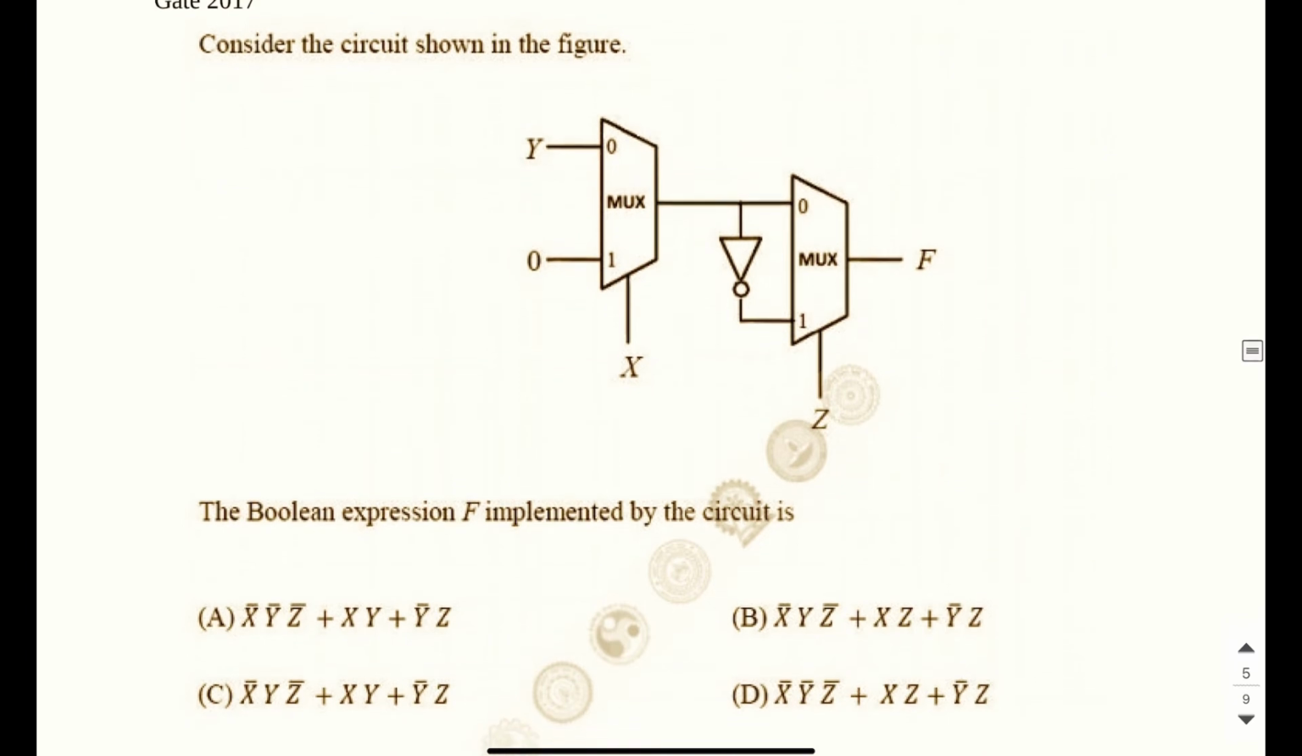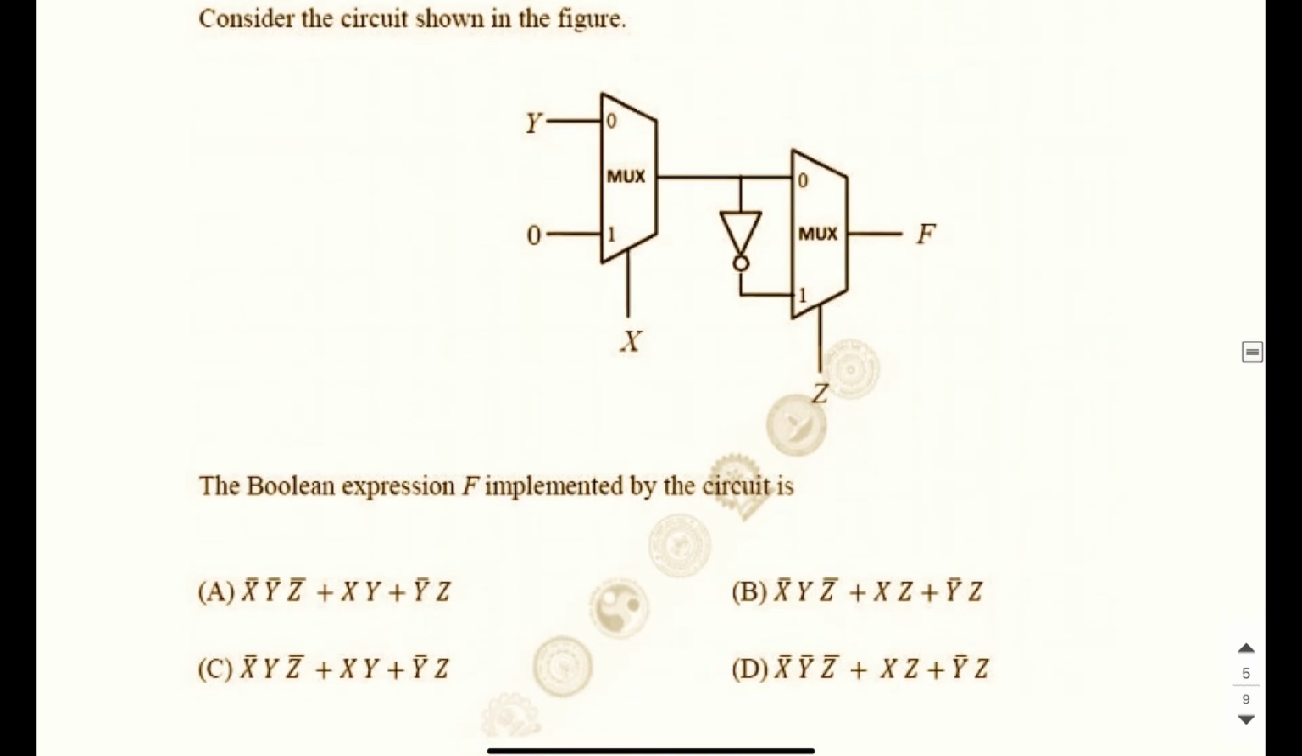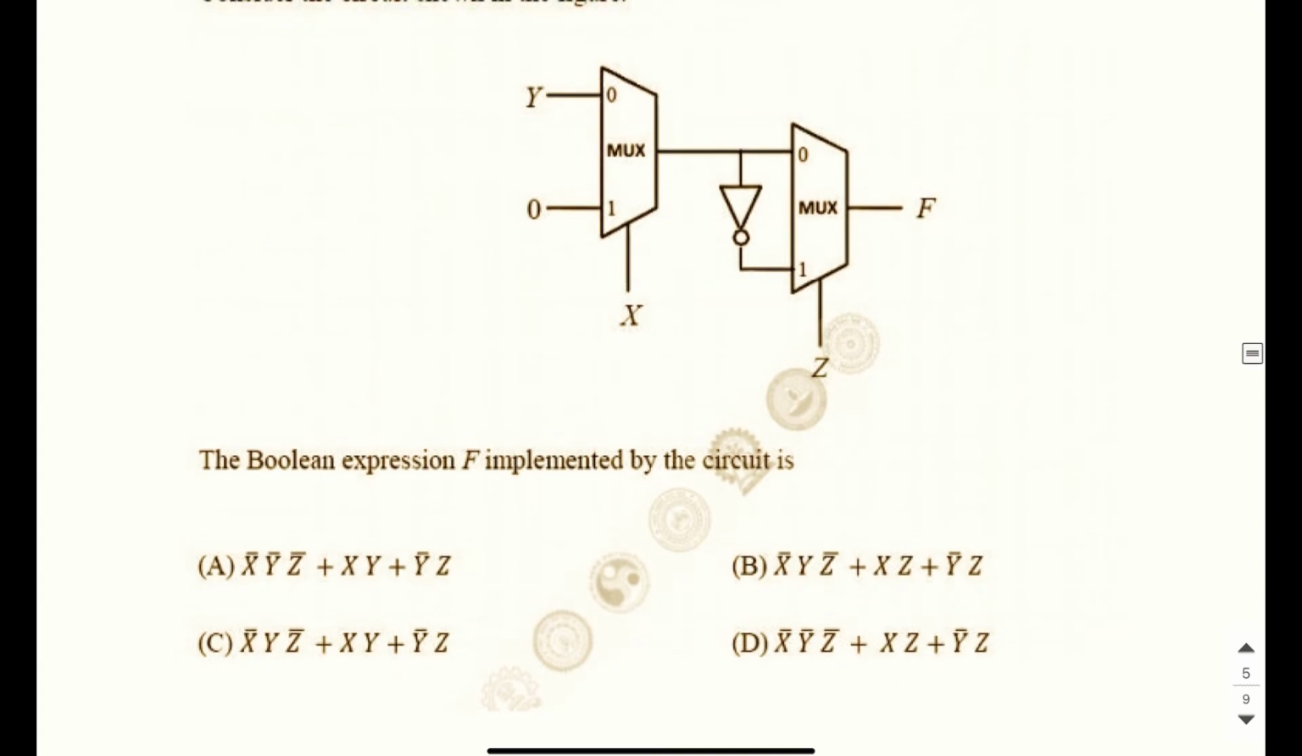Again we have to find out the output, that is F, and you have again two multiplexers given to you. So first we will solve for the multiplexer number 1. We know that this output will be equal to X bar dot with Y plus X dot with 0. So this is equal to X bar Y. Now this X bar Y is given as input to the second multiplexer. So if we write down the output for F, it will be Z bar dot with X bar Y plus Z dot with X bar Y whole bar, because we have a NOT gate.